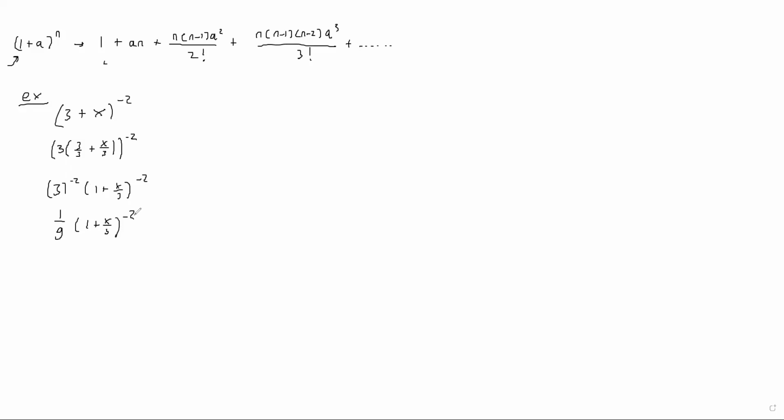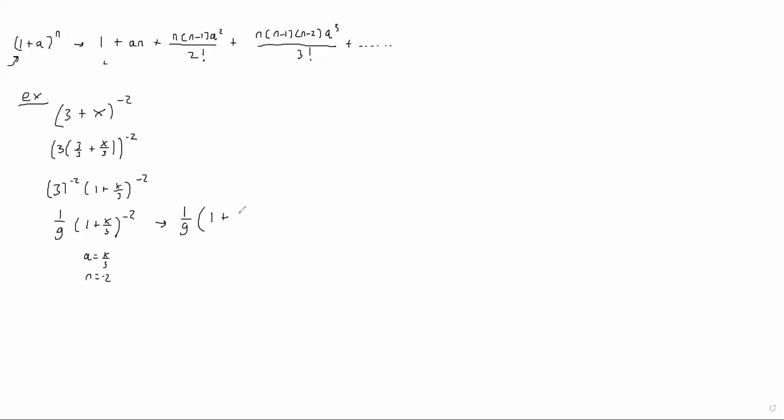Something like that. Now we can expand this equation right here, 1 plus x over 3 to the power of minus 2, the regular way with the pattern that we have for the negative power. So we can write the 1 over 9 outside, and then just put bracket for everything. Let's start with, it'll always be 1 and then plus an. From here, we know that the a is equal to x over 3, right? And the n is minus 2.